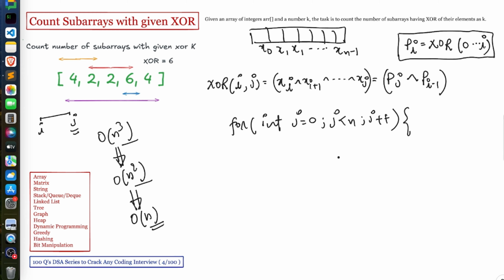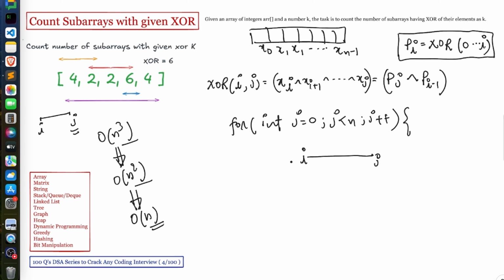Now for this corresponding j, I will try to find how many i's there are such that the XOR value equals k. It means that there is a subarray that ends at index j, and we try to find how many i's, like i1, i2, i3, there are such that the XOR value equals k. Now we can make use of this formula. We know that the XOR value from index i to j is nothing but pj XOR pi minus 1, right?